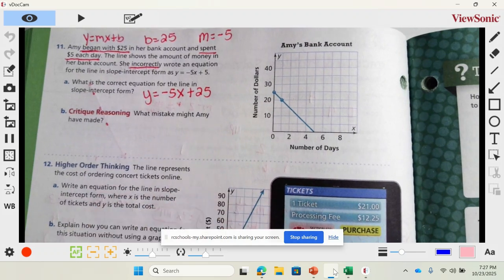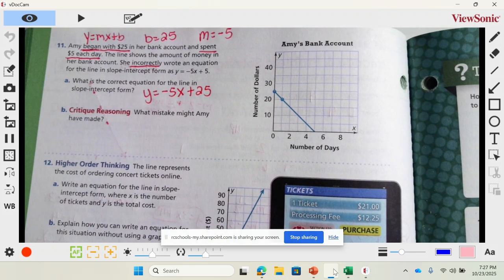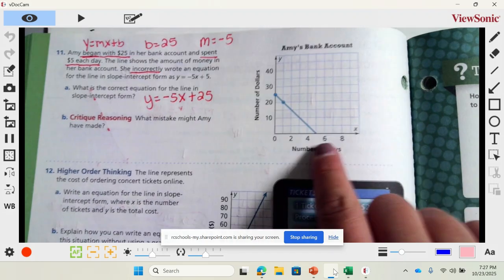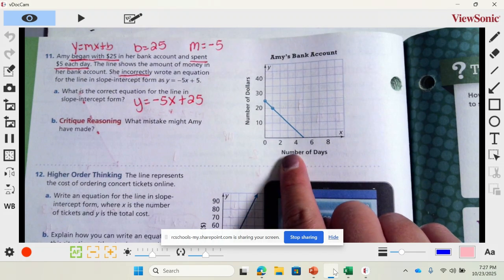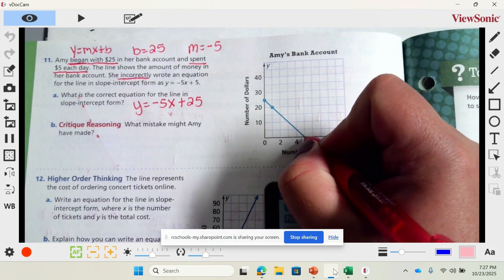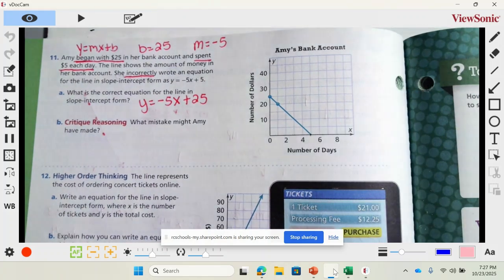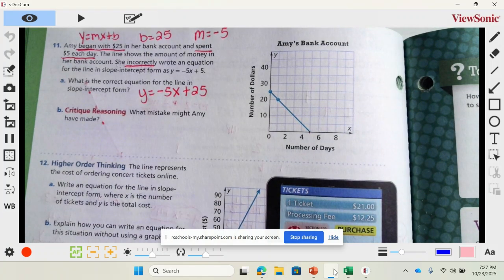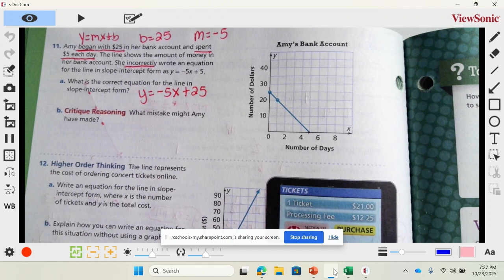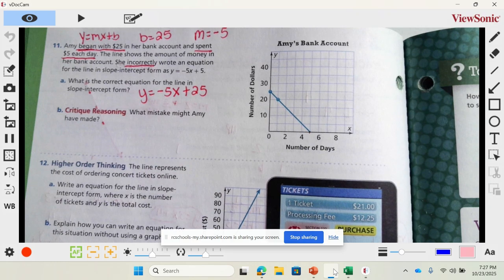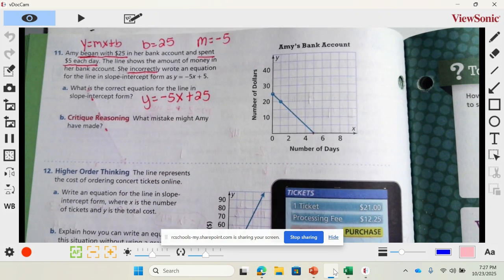Okay, and so what do you think Amy's mistake might have been? She might have just been calculating how many days it was. Yeah, because if you're going here, she's going to run out of money by day 5. That's not what it was asking us. b again is the initial value. What did you start with? Not what did you end up with, or how many days did it take for you to end up with nothing.